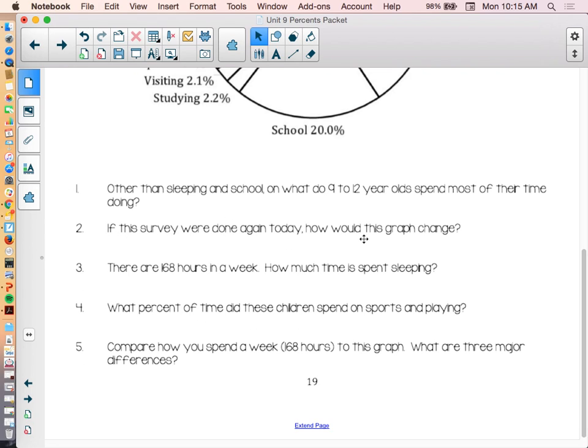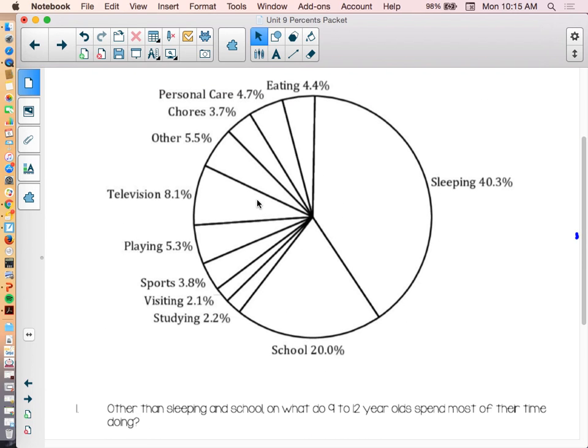All right, if the survey were done again, we said that. There are 168 hours in a week. How much time is spent sleeping? You'll have to convert using the percent proportion and compare. So this section is all about reading and interpreting circle graphs, noticing that all the percentages always add up to 100%. If you notice it's a tiny bit off, that's because of a rounding error.